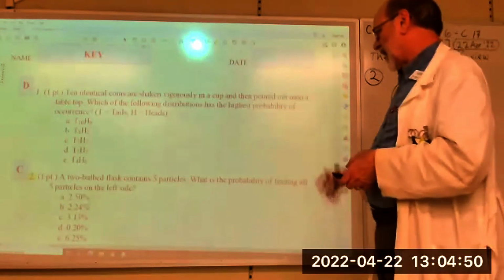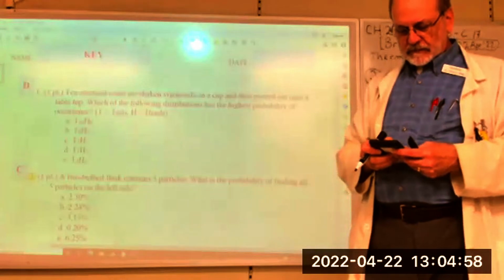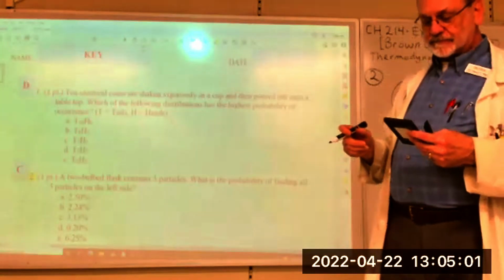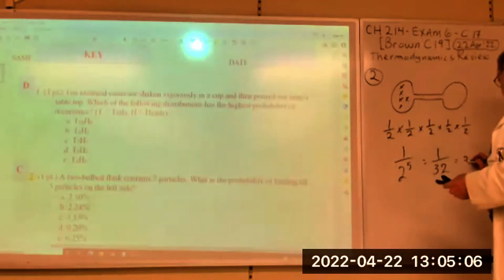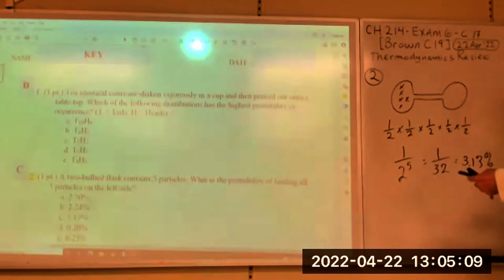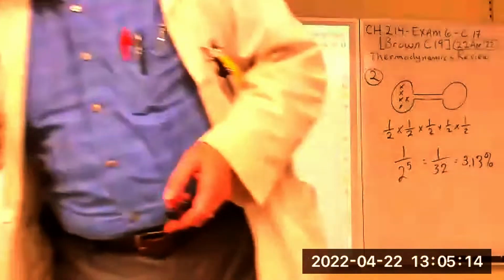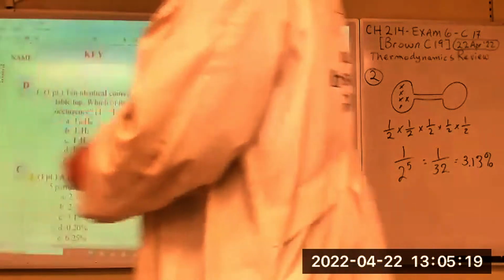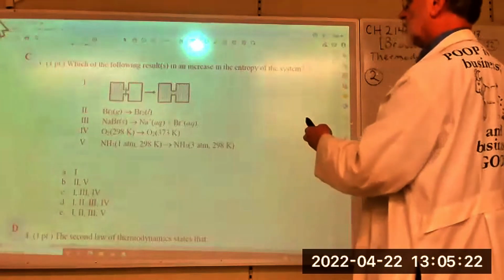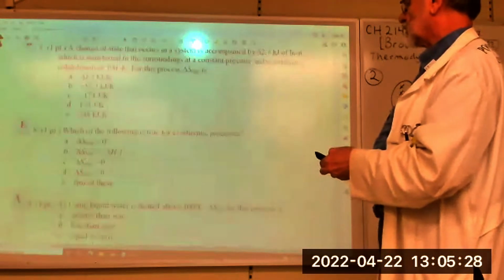So let's see. Our answer's in percent, so we have to do the math on that one. What's the reciprocal of 32? Times 100 is 3.13. That's why the answer is C. All right. Let's scroll. Oops. Lock that one in place. Find my next one.